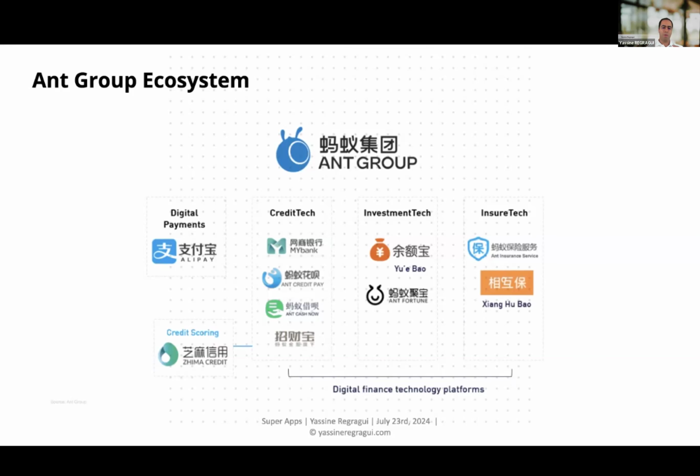Initially, Alipay was just what we call an escrow service, meaning that if you go on an e-commerce platform, you have a buyer and a seller, and the only way to guarantee trust when we pay is Alipay. Same thing with PayPal on eBay. And step by step, Ant Group has launched several fintech services like MyBank, Ant Credit Pay, Yuebao, etc. And all these services are available on Alipay.